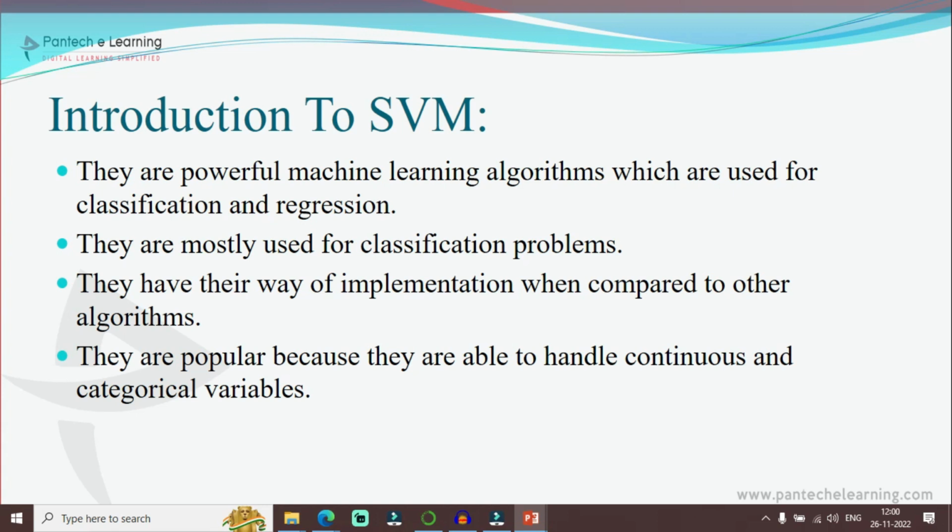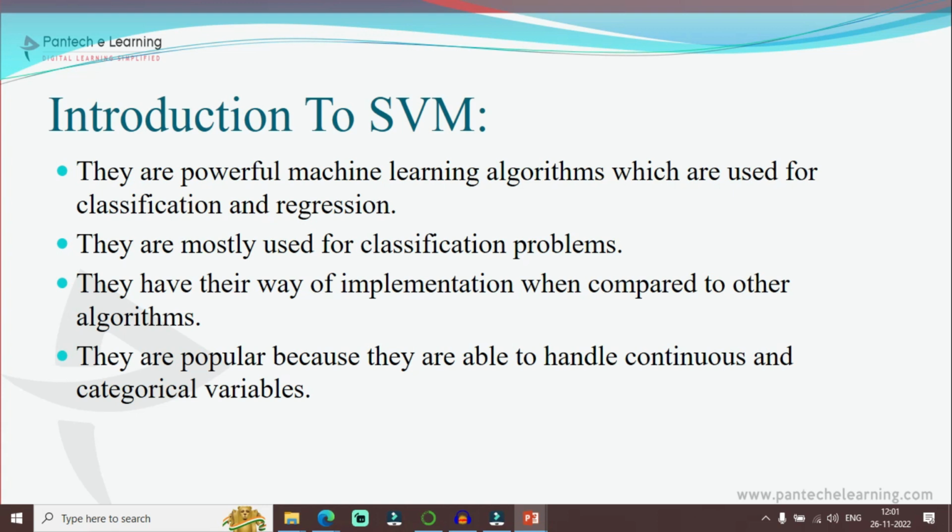They are mostly used for classification problems. As I was telling you, in doing any kind of machine learning development, there are two different types of machine learning techniques. One is called a classification problem and one more is called a regression problem. SVM algorithms, support vector machine algorithms, are mostly used for classification problems.